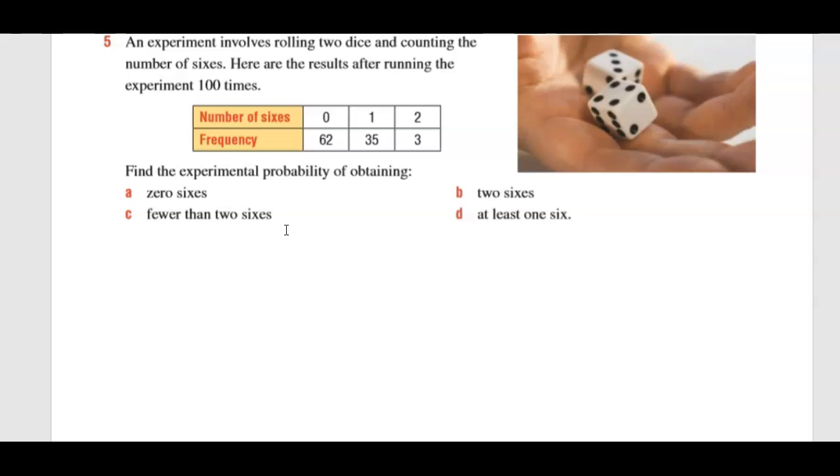0.03 as a decimal. Fewer than 2 6s. So we want 35 and 62. You add them together and divide by 100. And at least 1 6. So we want 1 or 2. You add them together. 35 plus 3 over 100.